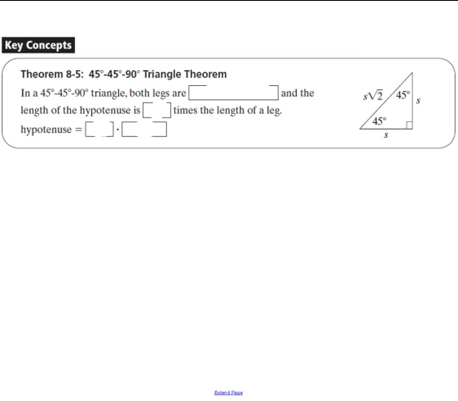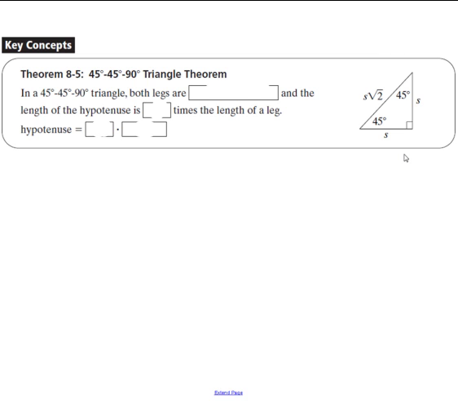So the first one is a 45-45-90 triangle, meaning we've got two 45-degree angles here, and then obviously it's a right triangle. Now there's a couple things that we can conclude from this. We know that if both of these angles are 45, then this is an isosceles triangle, so both of these sides will be congruent. We can see they've labeled them S and S.